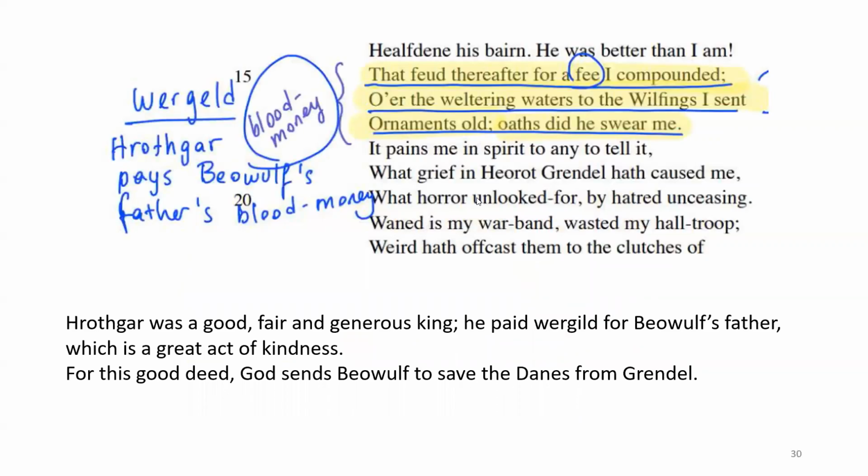Although Beowulf himself has no recollection of it, from a Christian perspective, it seems like God sent Beowulf to save Hrothgar and the Danes as a reward for the favor Hrothgar did for Beowulf's father. So the same God who punishes the Danes finally saves them from trouble when the time comes. The message here may be that God is just and merciful at the same time.